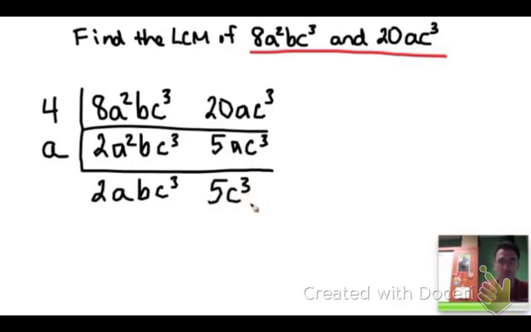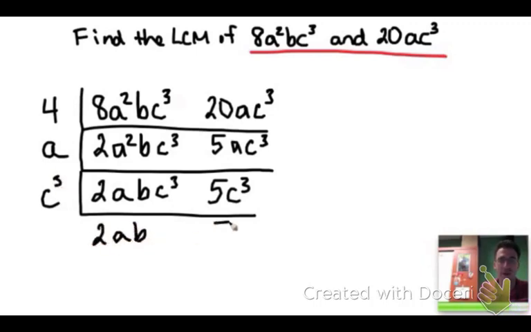Now I'll move on to the b's. I have a b in the monomial on the left, but not on the right, so there's actually no common factors. So let's just jump to c now. I have c cubed on the left and c cubed on the right, so the common factor there is c cubed, leaving me with 2ab on the left and just 5 on the right.